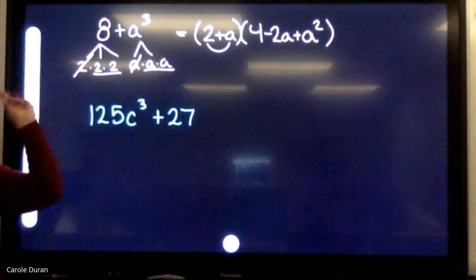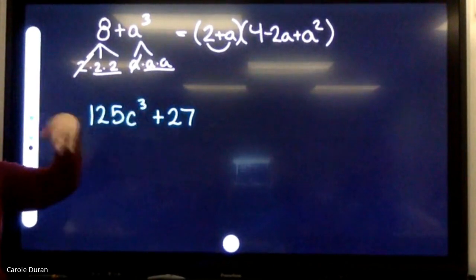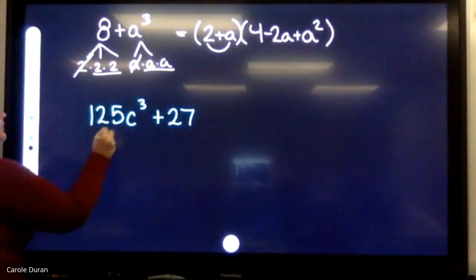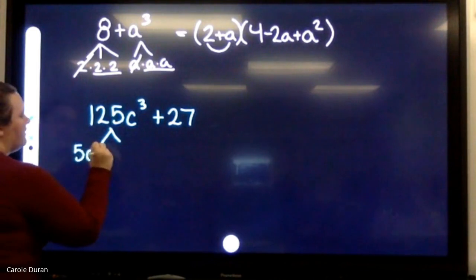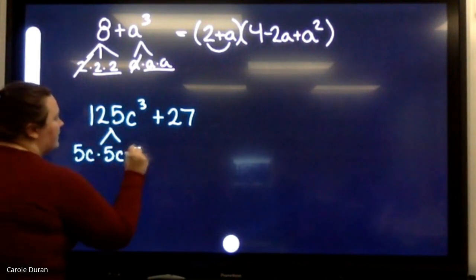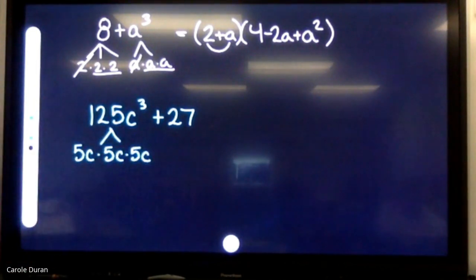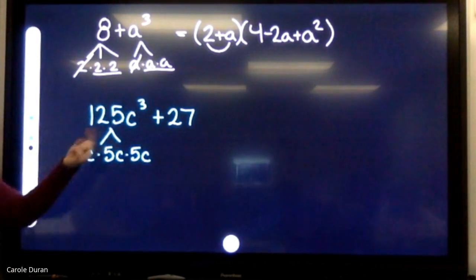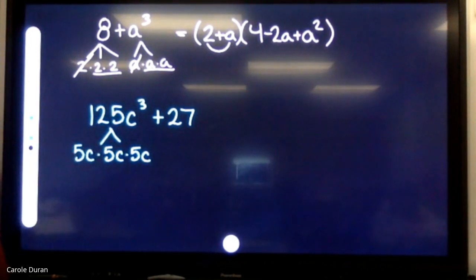5. 5 times 5 is 25, times 5 is 125. So this one becomes 5c times 5c times 5c. I have the 5 3 times and I have the c 3 times. Are we all okay with that?